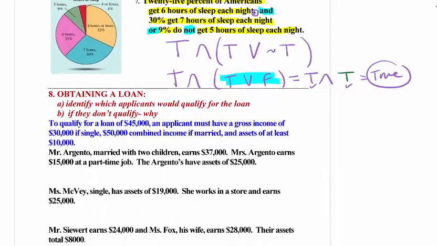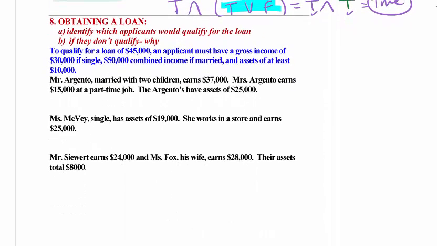So we have 2 more examples for this section. Again, we're going to deal with another application. We're going to deal with obtaining a loan. So the first thing I want you to do is identify which applicants would qualify, but if they don't, why do they not? So I need you to understand, again, the symbols in this case. And so we're going to read this blue sentence. To qualify for a loan, an applicant must have a gross income of $30,000 if single, $50,000 combined income if married, and assets. So and.